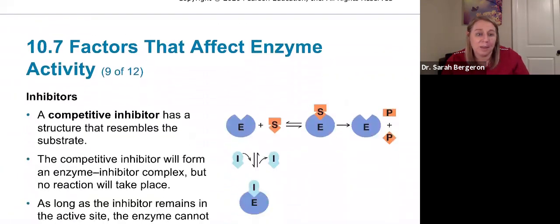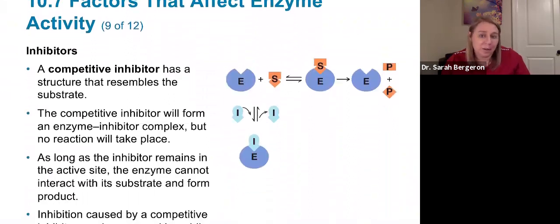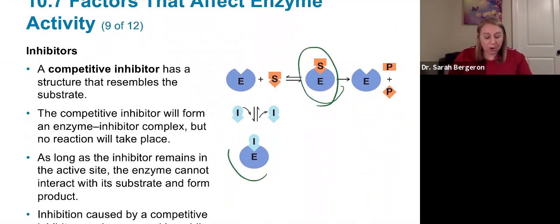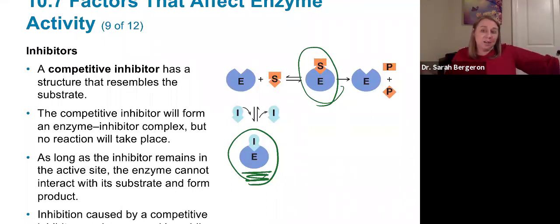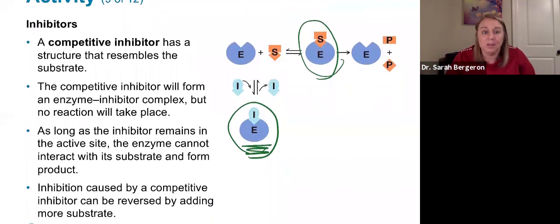So let's talk about what that means. If you have a competitive inhibitor, that means that there's one active site, right? And there are two things that can fit in the active site. Either the substrate can bind in the active site or the inhibitor can bind in the active site, but only one can bind. So if your inhibitor is bound here, your substrate can't bind. So it's competing, both the inhibitor and the substrate are competing for the same site. So if the inhibitor is in place of the substrate, you're not going to form any product. But if we take away that inhibitor, if we remove it, now our substrate can bind and now we can make product. So that's why it's reversible, right?